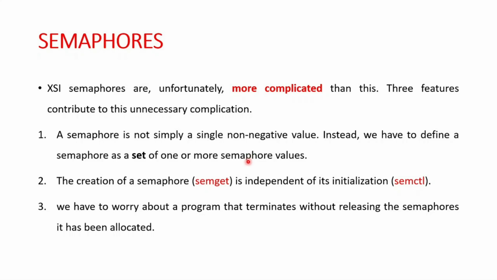And the last one: in the System V implementation, all the IPC structures remain in existence even when no process is using them. So we have to worry about a program that terminates without releasing the semaphore that has been allotted to it. Some additional features are required to overcome this problem. There is a possibility that a program may terminate without releasing the semaphore. If that is the case, other processes may not be able to access the resource associated with the semaphore.